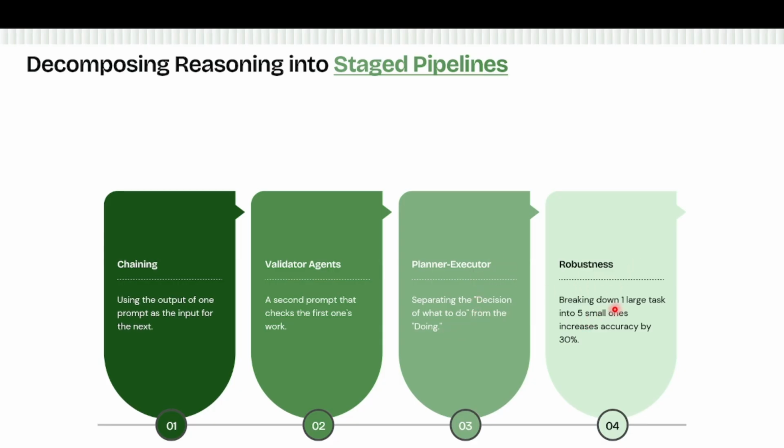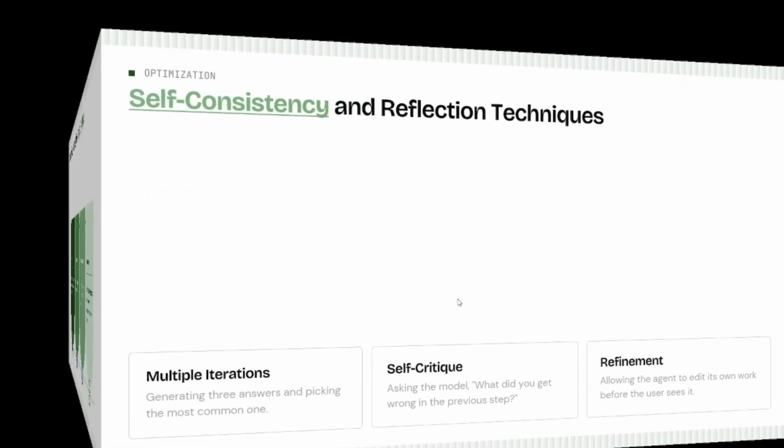For robustness, breaking down one large task into 5 small ones increases accuracy by 30%. So do not just put a whole task as one chunk of prompt. You can break a very large task into 5, into 10, depending on the complexity, and then chain them together in sequence, give it to an agent, pass it through the validator agent, and the executor agent decides what to do. It will help you implement task accuracy and robustness in system design.